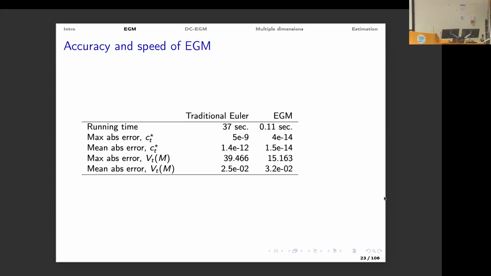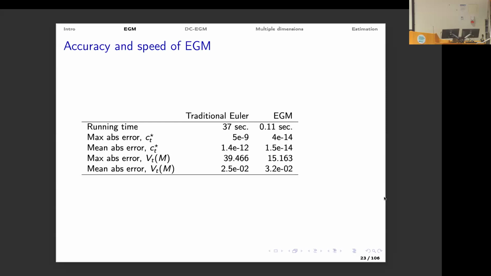The speed comes from the fact that we don't need to iterate to find any optimal actions. This is just direct calculation. In addition, it's really precise. So if I look at the maximum absolute error in the levels of the mean of this computed optimal policy, it's better than the traditional time iterations with Euler equation. Why is that? Well, because we are using Euler equation to recover these points.